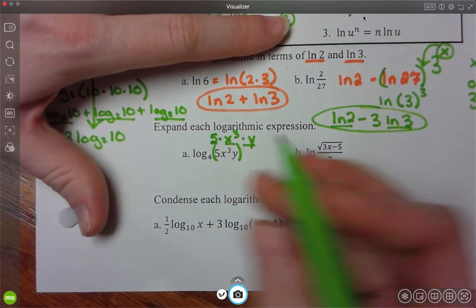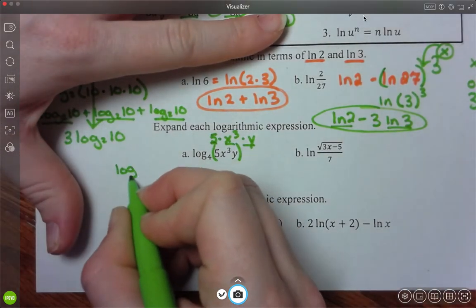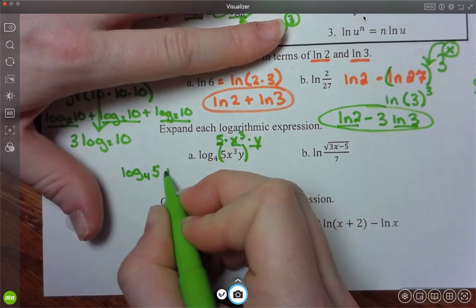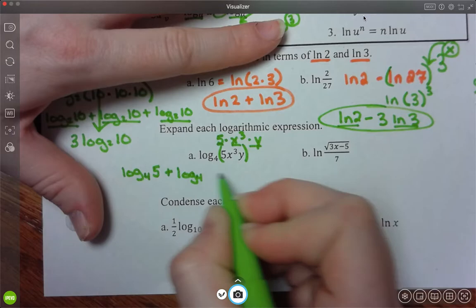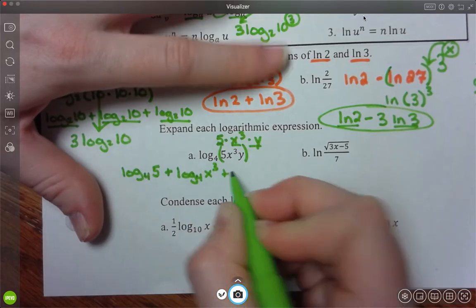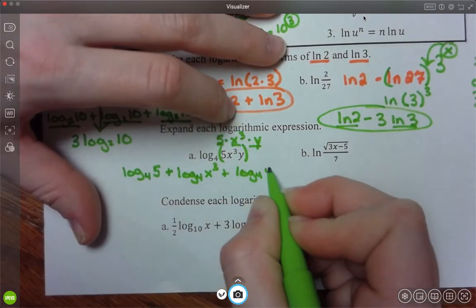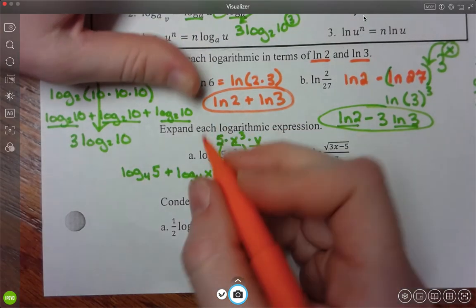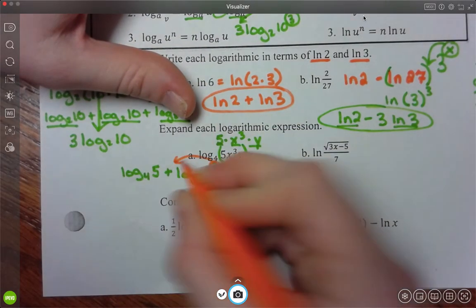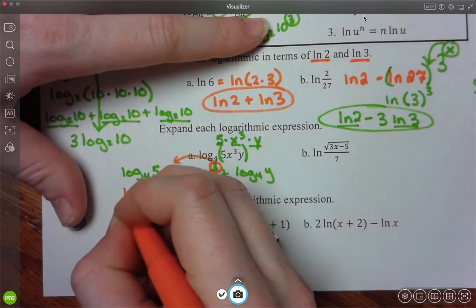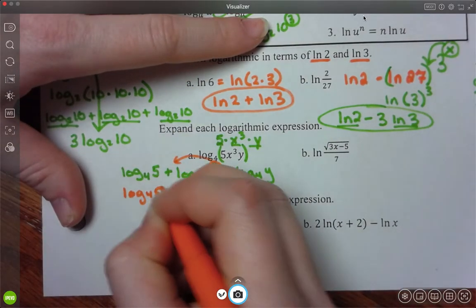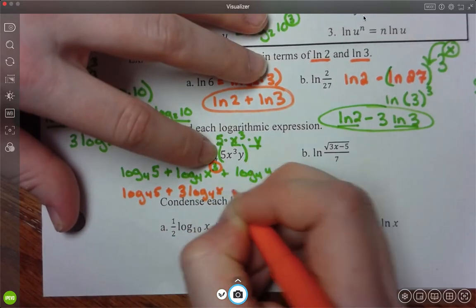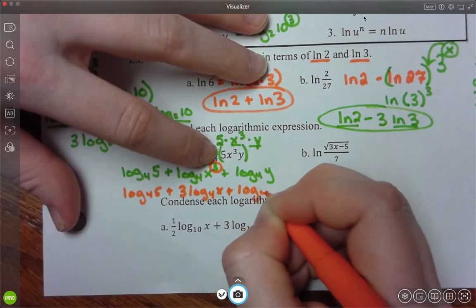I'm going to start all the way over here because I have a long one. Log base 4 of 5 plus log base 4 of x cubed plus log base 4 of y. And then there's one more thing that I can do. Since I have this exponent, I can move him down in front. And I'm going to rewrite the whole thing. Log base 4 of 5 plus, this would be 3 log base 4 of x, plus log base 4 of y.